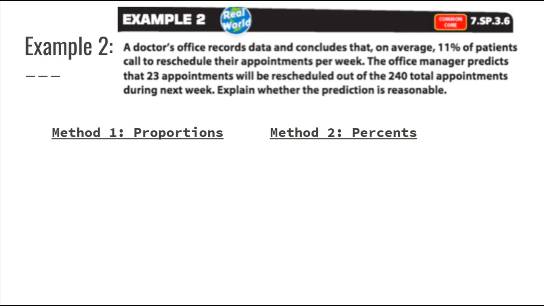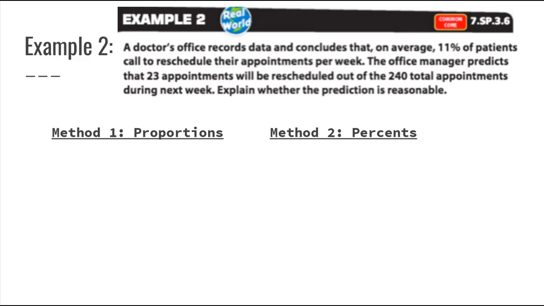So in this case, they're telling us that 11% of the patients call to reschedule their appointments. The doctor is saying 23 people will do that this week. So we need to figure out what actually 11% is out of 240, and then figure out whether that prediction is reasonable, whether it's close or whether it's not. So again, there are two methods we can go about. We can use proportions or we can use percents. I'm going to go through each of them. You pick whichever one is easiest for you.